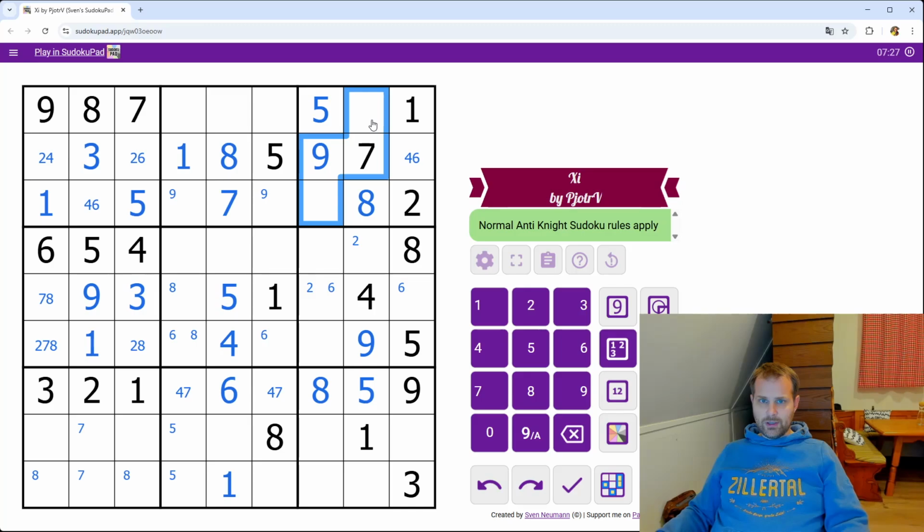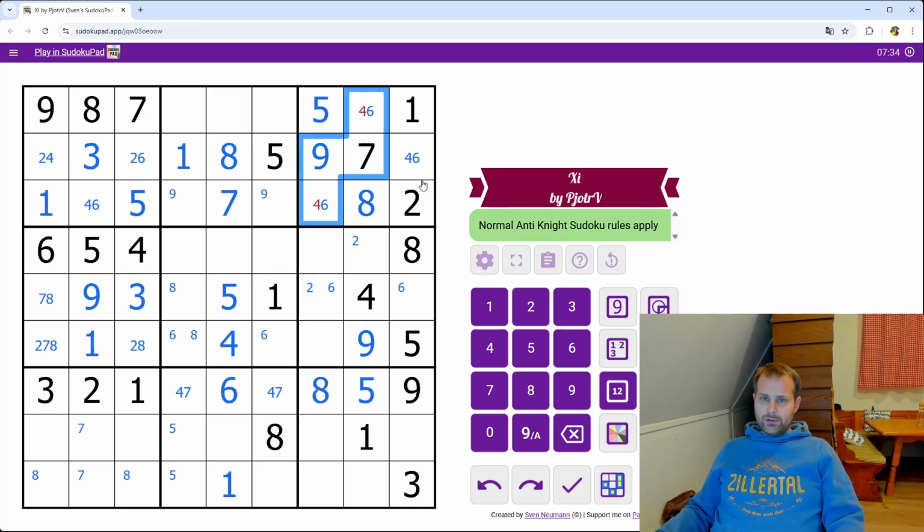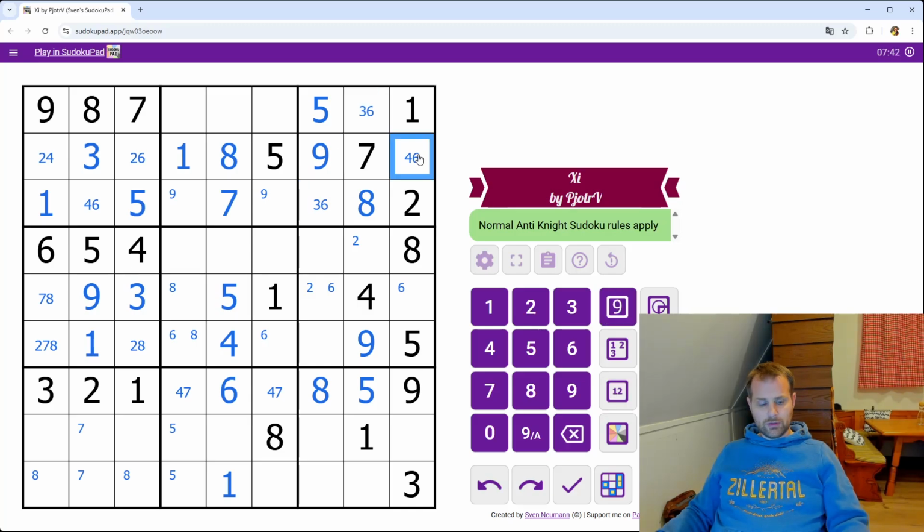What else is here? We have 4, 6 and something else. 3. Yeah, but 4, this 4 sees both this one and this one, so those can't be 4, so this must be a 4. So this must be a 2, this must be a 6, this must be 4.